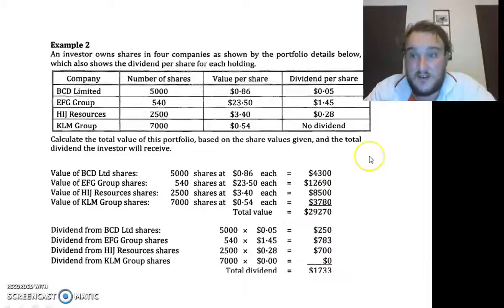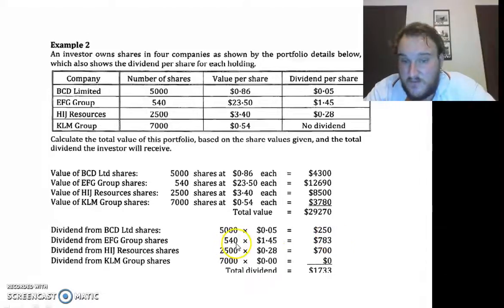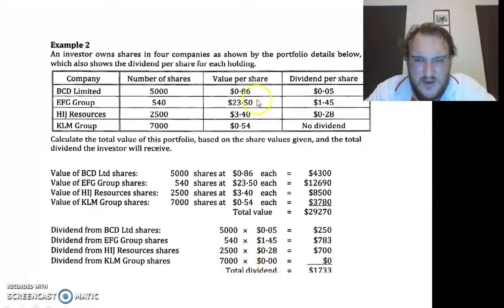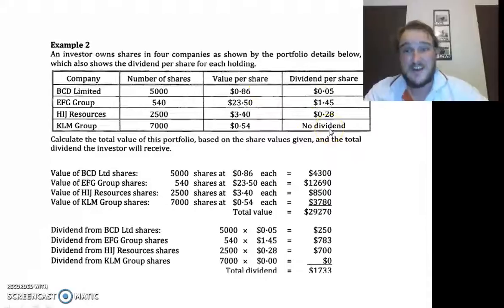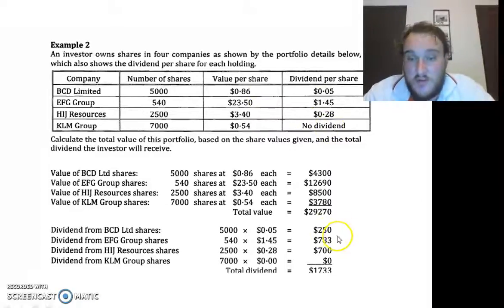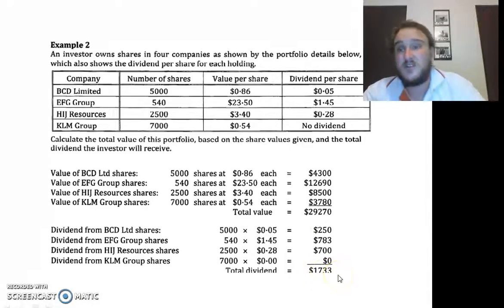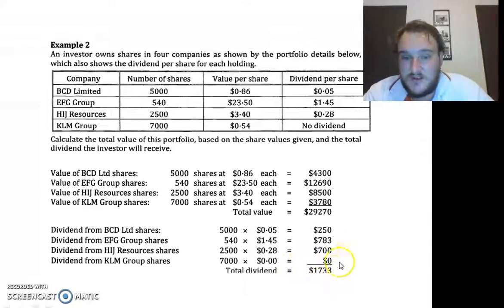Right, so now let's look at the dividends. We're going to do the exact same thing, except we're using the dividends per share rather than the value per share. So 5,000 times 5 cents, $250, 540 times $1.45, 2,500 times 28 cents, and 7,000 times 0, because that one doesn't give you a dividend. How unfortunate for them. Then we add them together and it adds up to be $1,733. So each year, this person is going to receive $1,733.